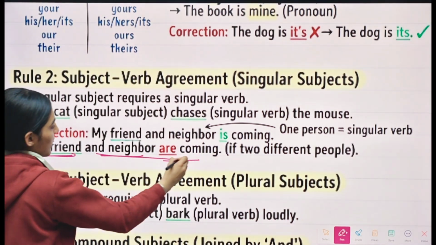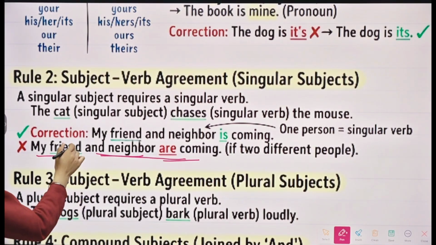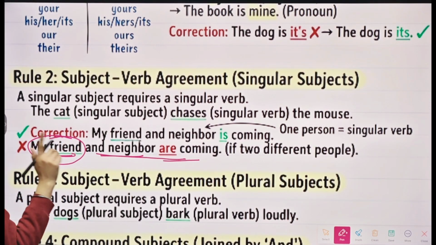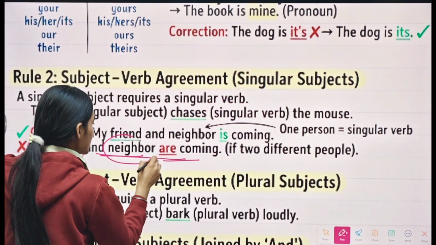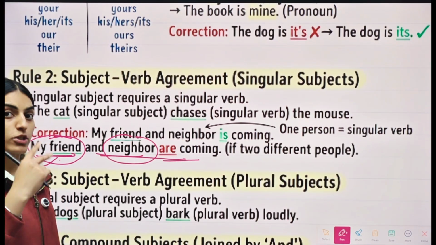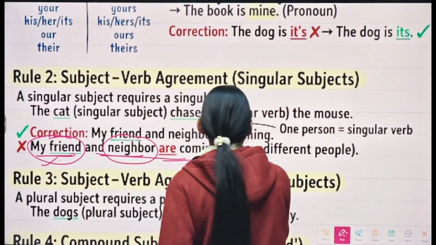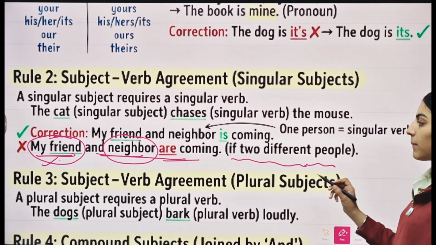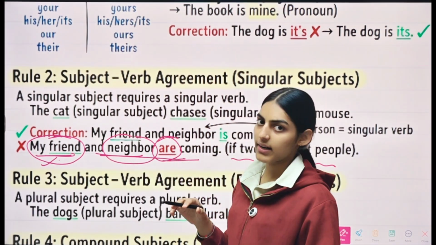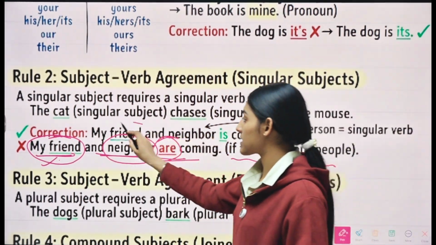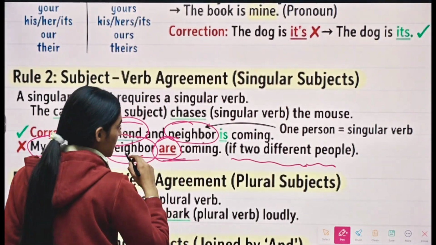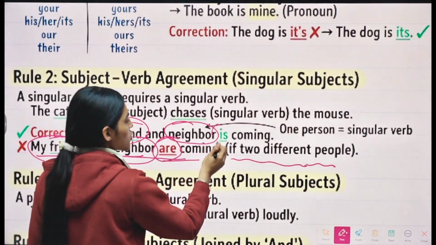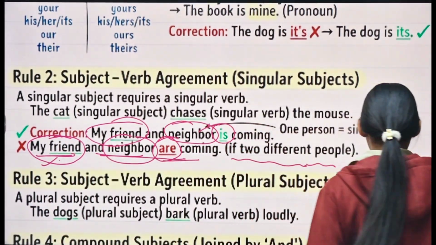My friend and neighbor are coming. So this one behaves as my friend, the one person who is my friend and another person who is my neighbor. Two different people are coming at my home. So whenever we use two different people, along with that we will use are. But if the person is singular and it's the same person in two different ways, so we will use the singular form of verb. All right.